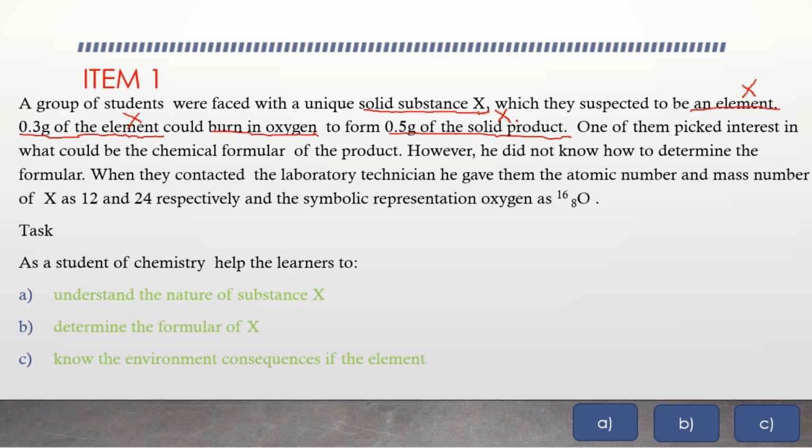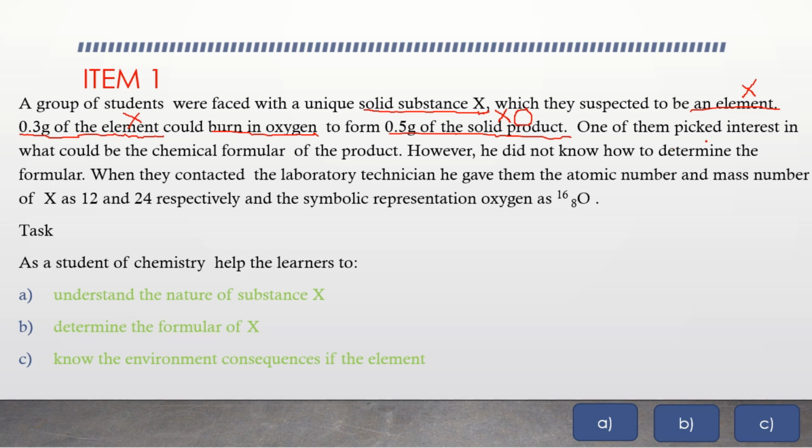Therefore, if it burns in oxygen, then what it will be forming, remember the element is X, burning in oxygen, it will be forming an oxide of X, because all elements, when they burn in oxygen, they form their respective oxides. I hope you can recall that in your reactivity series. For example, if we have magnesium burning in oxygen, we shall have magnesium oxide. If we have carbon burning in oxygen, we shall have carbon dioxide. So they form oxides. Therefore, our solid product here is an X oxide.